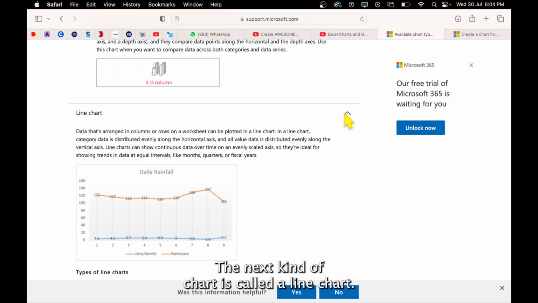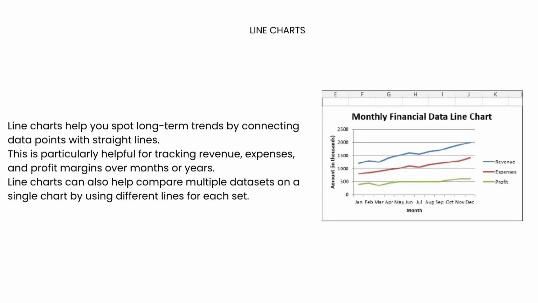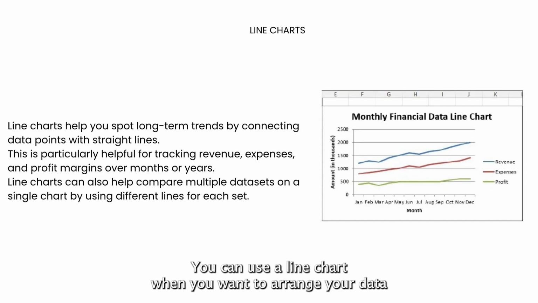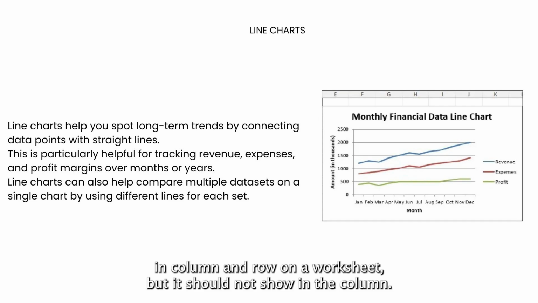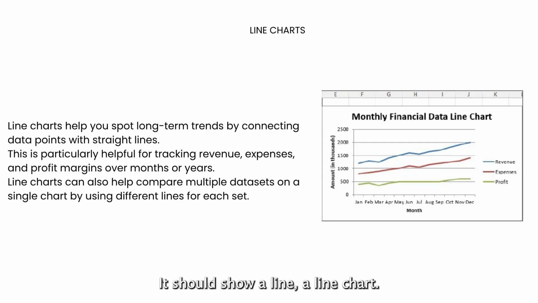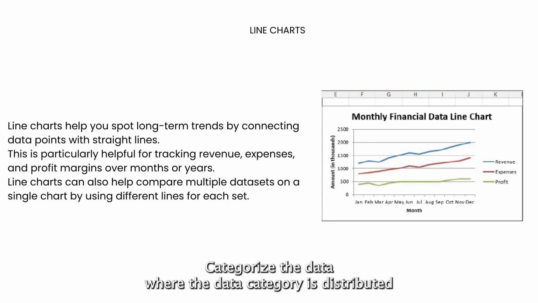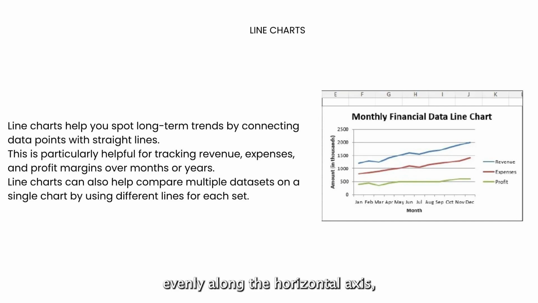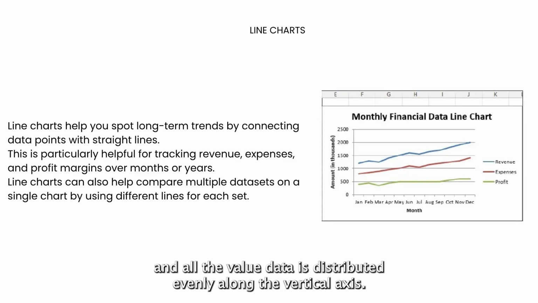The next kind of chart is called a line chart. You can use the line chart when you want to arrange your data in columns and rows on a worksheet, but it should not show in columns, it should show a line. A line chart categorizes the data where the data category is distributed evenly along the horizontal axis, and all the value data is distributed evenly along the vertical axis.